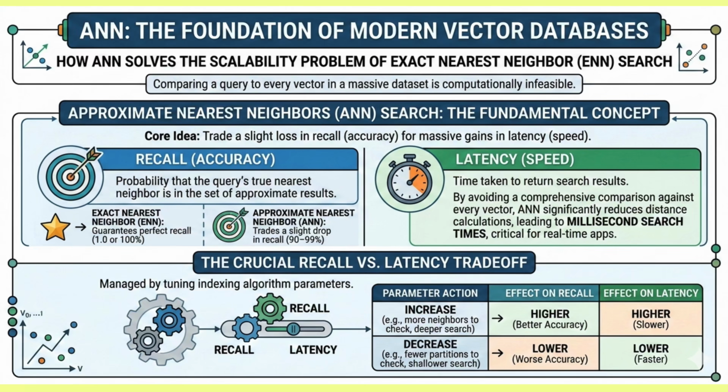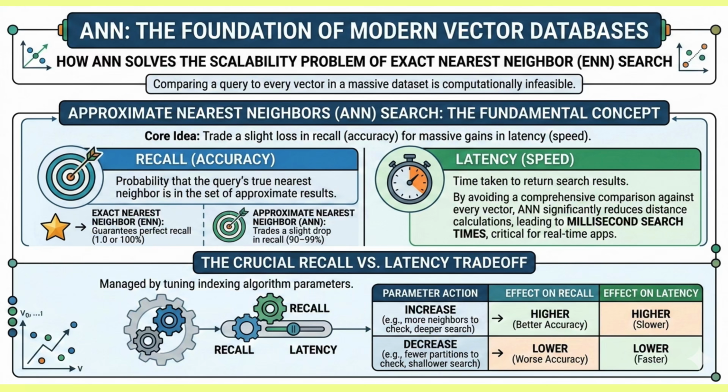Recall represents the probability that the query's true nearest neighbor is included within the set of approximate results. While exact nearest neighbor search guarantees a perfect recall of 100%, approximate nearest neighbor algorithms trade a slight drop in recall for significant gains in search speed. What is latency or speed then? This is the time taken to return the search results by avoiding a comprehensive comparison against every vector. ANN significantly reduces the number of distance calculations, leading to millisecond search times, which is critical for real-time applications.